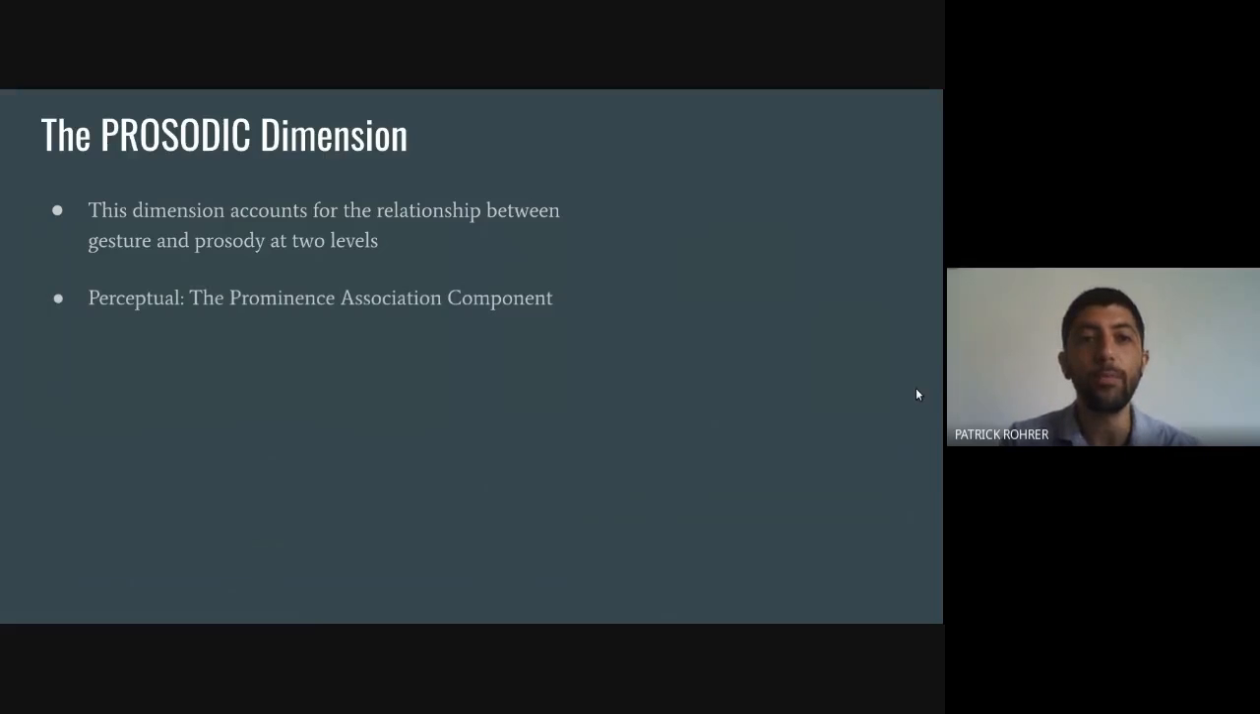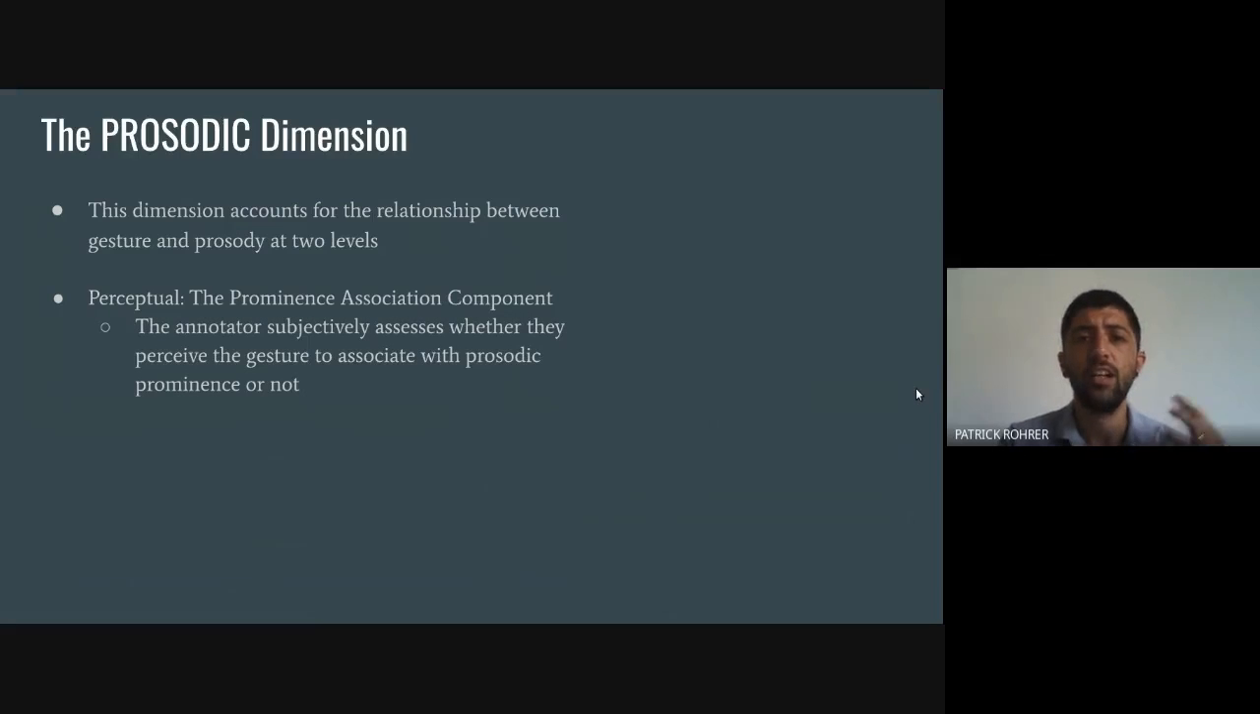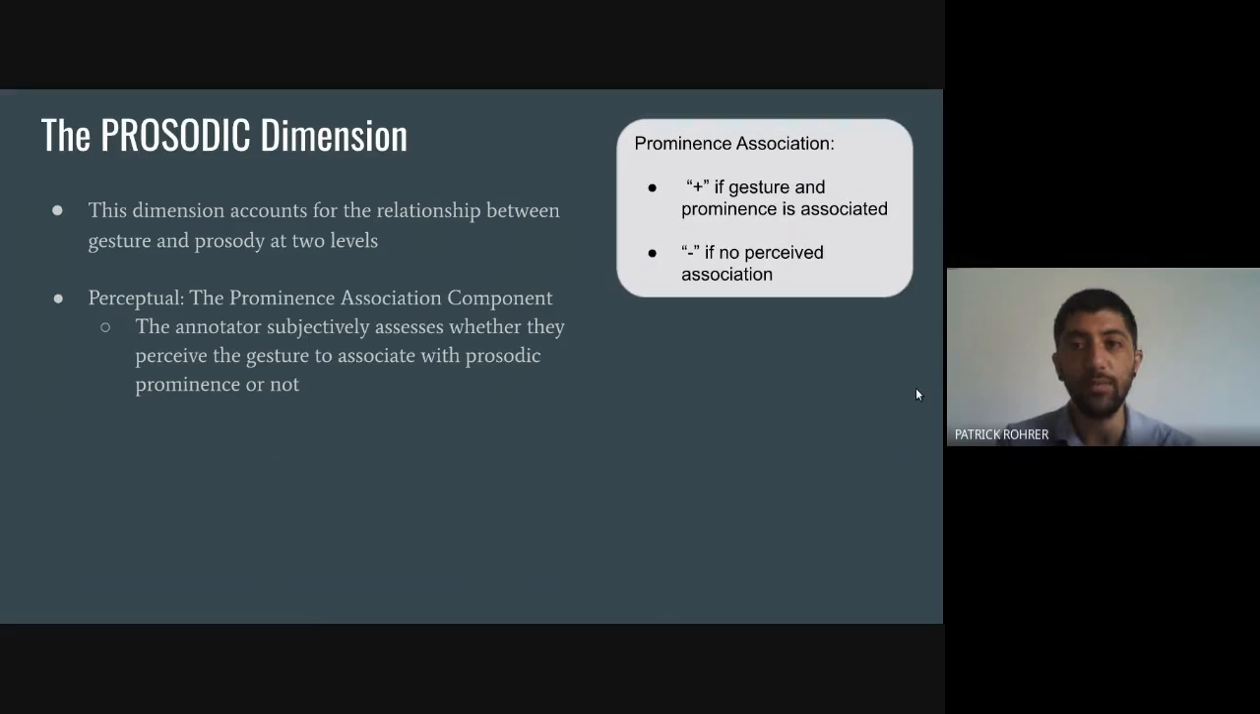And finally, we have the prosodic dimension. The prosodic dimension accounts for the relationship between gesture and prosody at 2 different levels. So we have a perceptual level, which we call the prominence association component, where basically the annotator looks at the gesture, listens to the speech together, and makes a judgment on whether that gesture seems to associate with the prosodic prominence or not. If it does seem to associate, you annotate it with a plus, and if not, a minus. And that's just merely to look at the alignment from a perceptual stance.